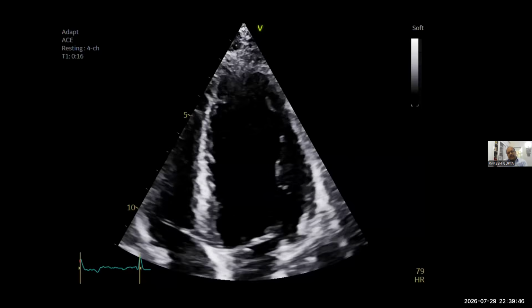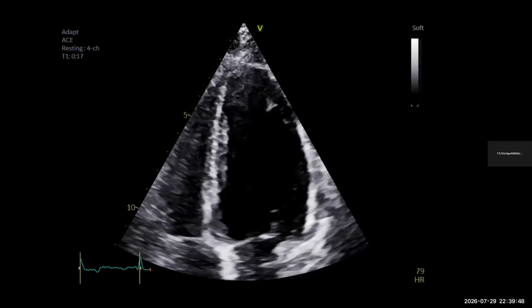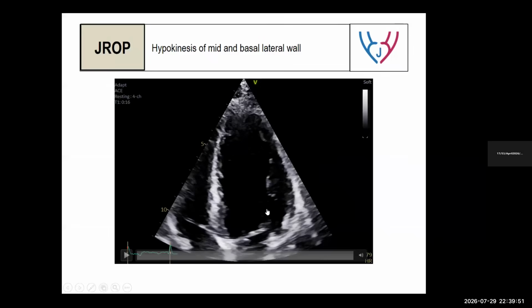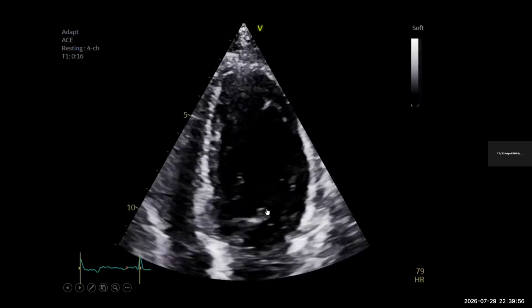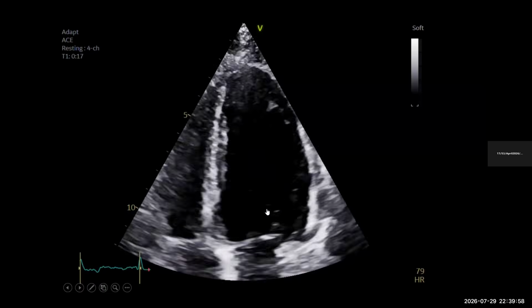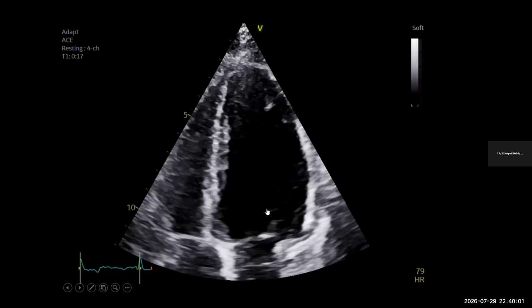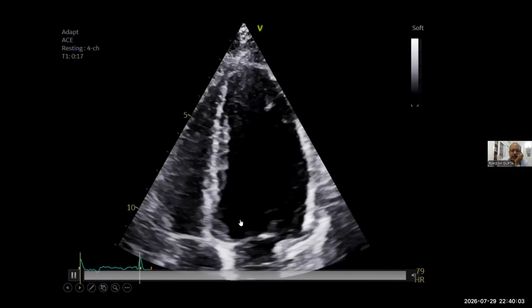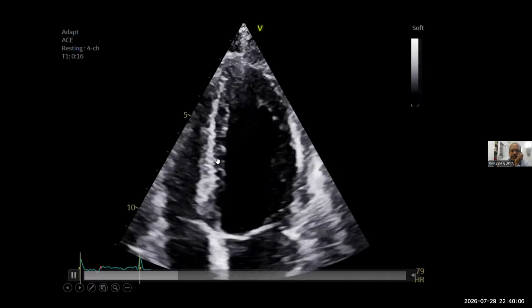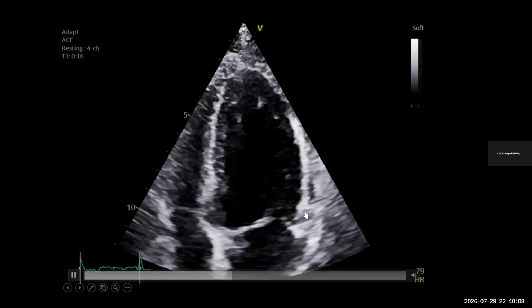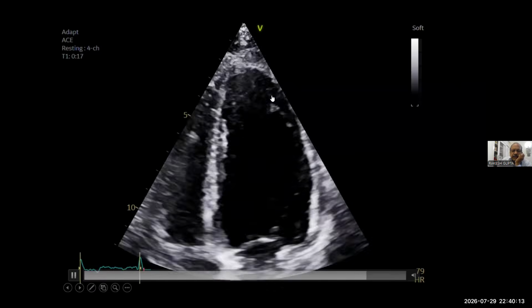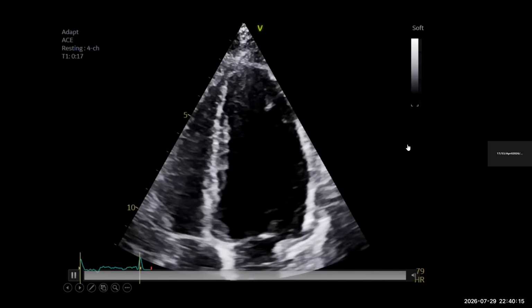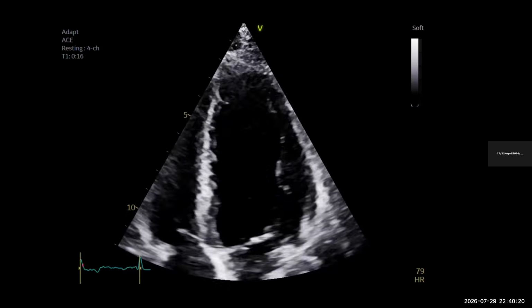Can you see the slides? Yes, sir. Now tell me what is abnormal, Akash. Sir, at the apex there is slight ballooning. Whenever we talk of wall motion, we say basal septum, mid septum, apical septum. Okay, sure. Basal lateral wall, mid lateral wall, apical lateral wall. So, sir, basal septum is akinetic. Mid septum is akinetic.